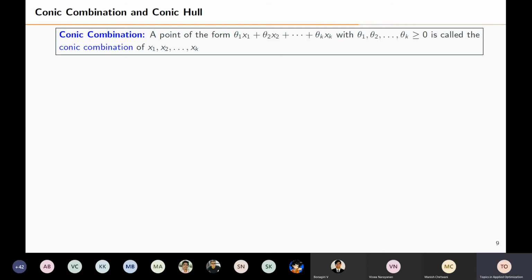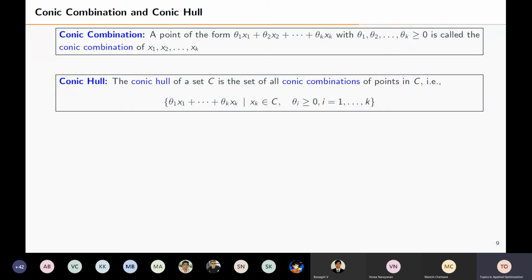So we can talk about something called a conic combination. A conic combination is a combination of this form where the thetas are greater than or equal to 0, and the additional restriction that the sum of the thetas is 1 is removed. So if you remove that condition from the convex combination definition, then what you get is a conic combination. Okay, so that's the conic.